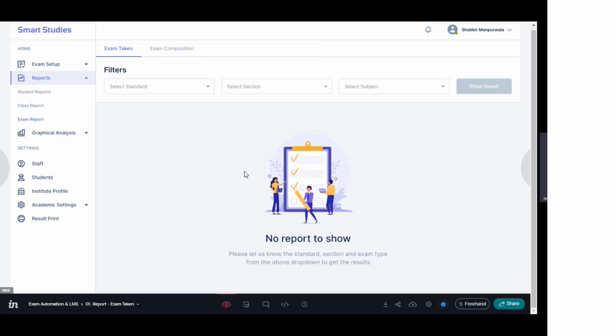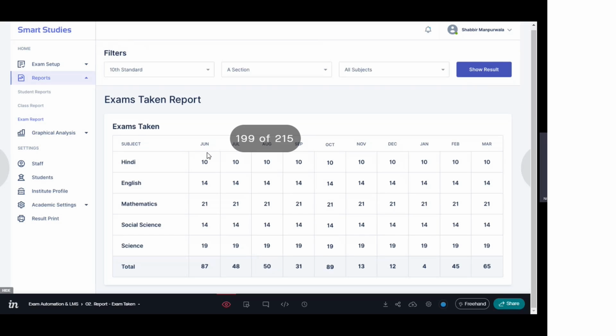Hello everyone. In this video we will see the reporting part which covers the examination. As you can see here, the reporting shows how the different exam reports can be pulled out and utilized. The exam reports can be on the basis of the exam taken and the exam composition. First of all, we'll go through the exam taken report.